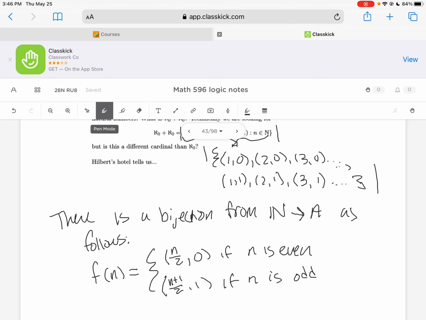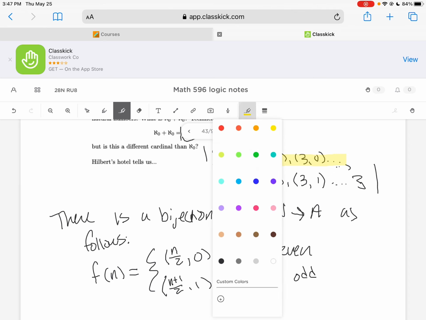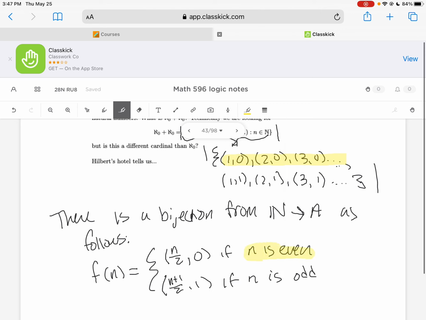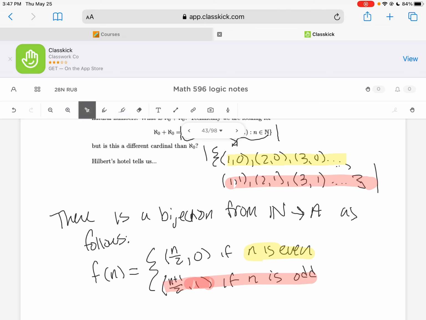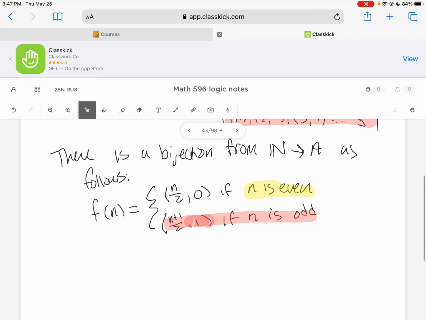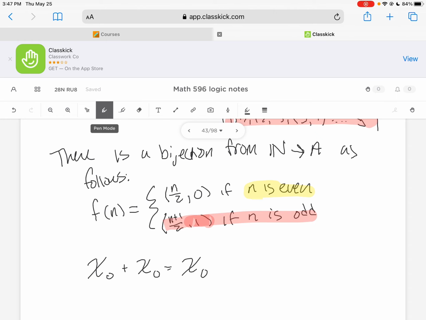In other words, the even-numbered natural numbers are going to map to this whole set of ordered pairs, and the odd natural numbers are going to map to this set of ordered pairs here. All right, and we can prove in the exercises that this function is in fact a bijection, but what that tells us then is that the cardinality aleph naught plus aleph naught is in fact equal to aleph naught again, right?